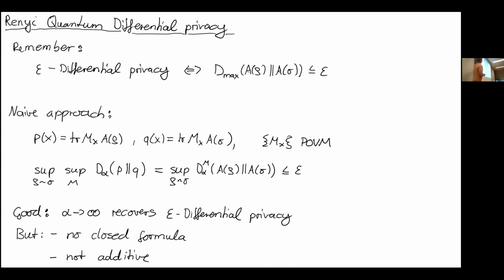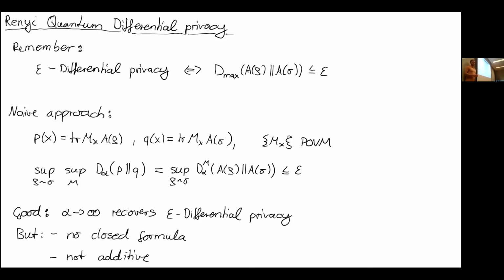We could define probability distributions based on the outputs of measurements on the algorithm, and then apply the classical Rényi divergence to that. Right? This would kind of mirror the original approach. But it turns out that this would just become what we call the measured Rényi relative entropy. And this is not good for several reasons.